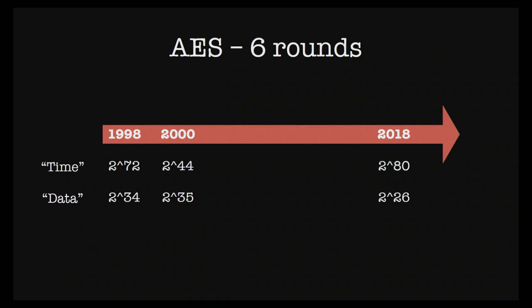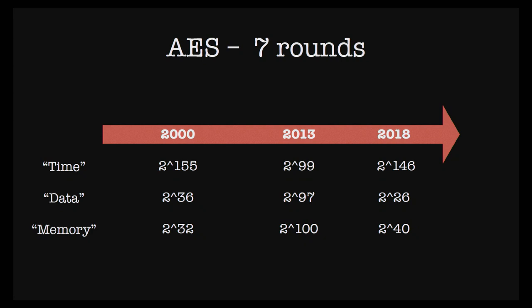So what about 7 rounds? Remember, AES is 10 rounds. We look at 7 rounds now. 2^155 time. Data is the amount of data you need to collect, the number of chosen ciphertexts or chosen plaintexts, or both. And memory is how much stuff you need to store.